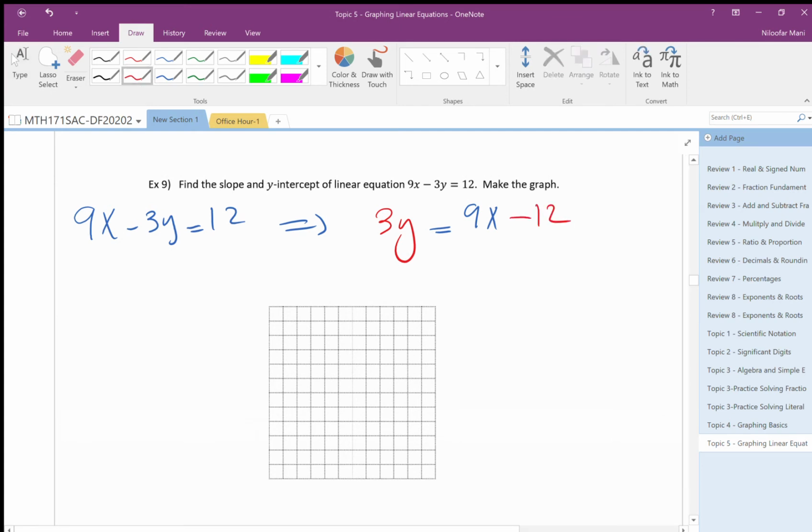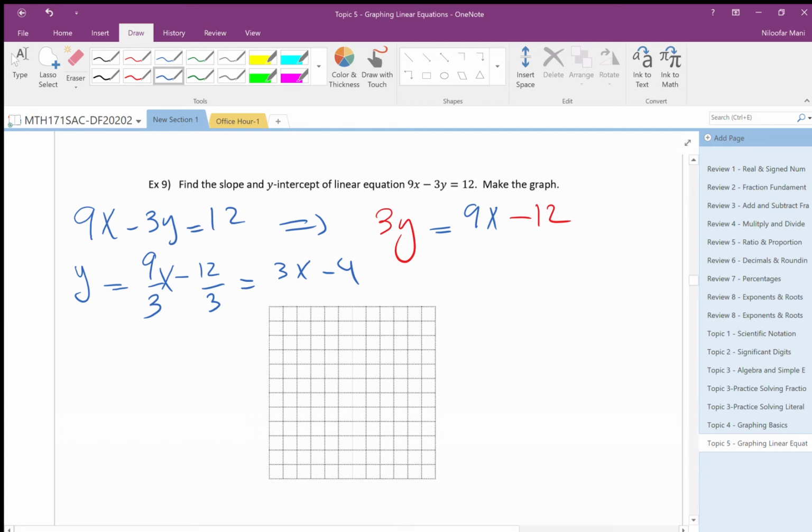Okay, but I just changed left and right. Okay, so then I divide both sides by 3, so I have 9 over 3 x minus 12 over 3, which is 3x minus 4. Okay, now graph it. I can graph it using the third method.